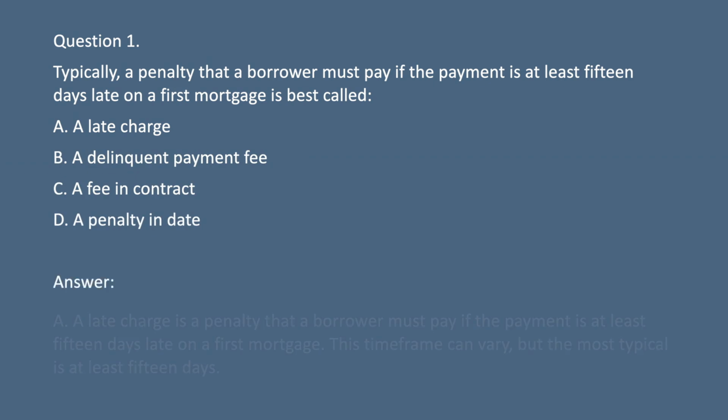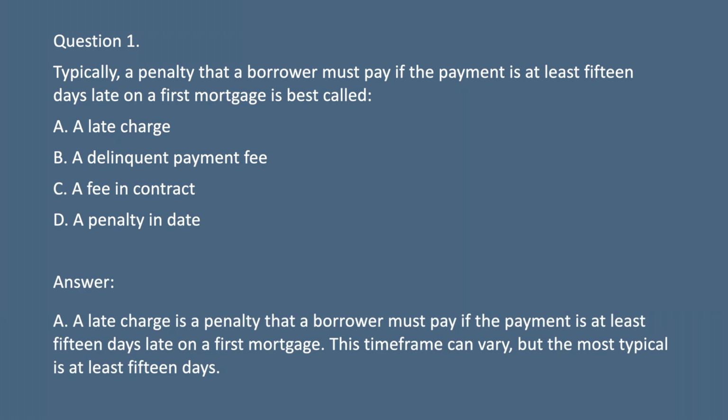Answer. A. A late charge is a penalty that a borrower must pay if the payment is at least 15 days late on a first mortgage. This time frame can vary, but the most typical is at least 15 days.